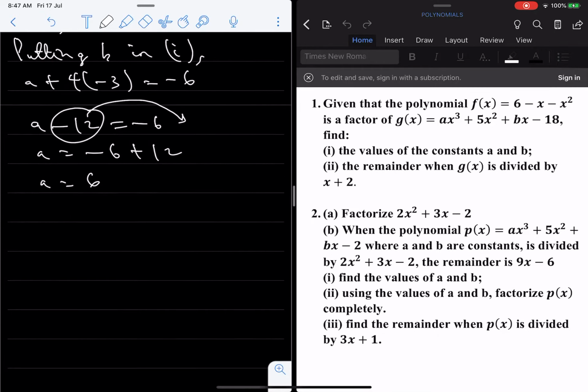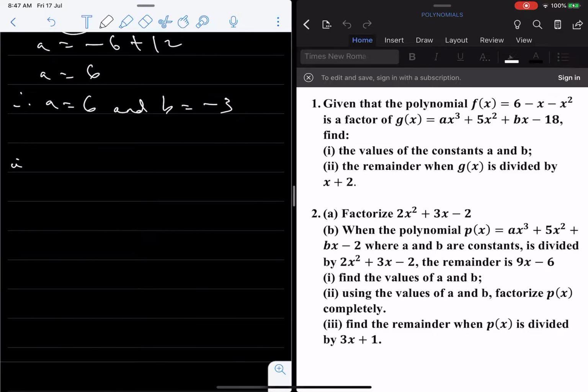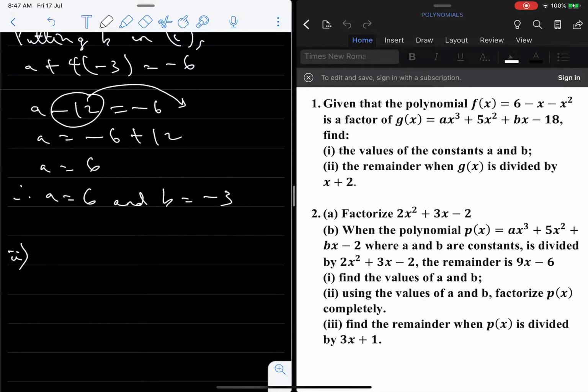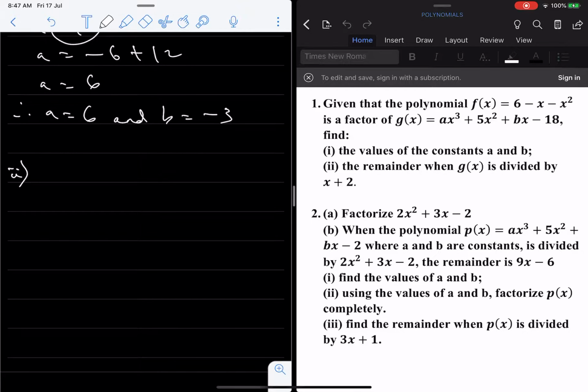Therefore, a equals 6 and b equals minus 3. Now to Roman figure 2. Roman figure 2 says, using the values of a and b, factorize P of x completely. Now that we know a and b, we can write out P of x completely.